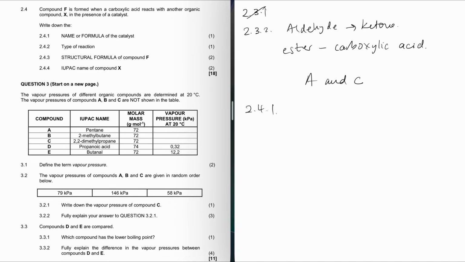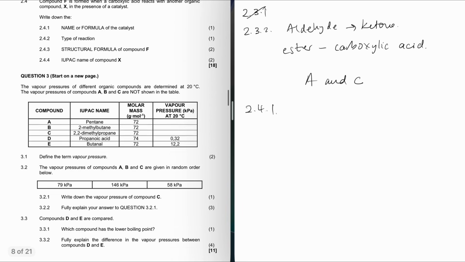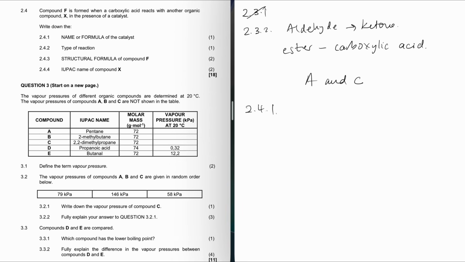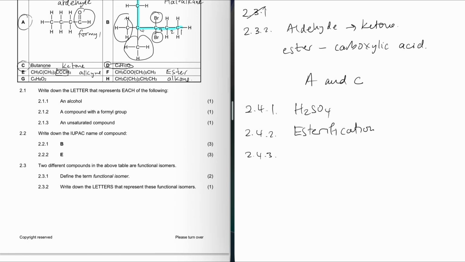Now, moving on to question 2.4.1. Compound F is formed when a carboxylic acid reacts with another organic compound X. So F is the ester, okay? Write down the name or formula of the catalyst. So to form an ester, that's esterification, you need H2SO4. Question 2.4.2, the type of reaction, it is esterification. Then 2.4.3, the structural formula of compound F. So compound F, they want us to essentially draw it.